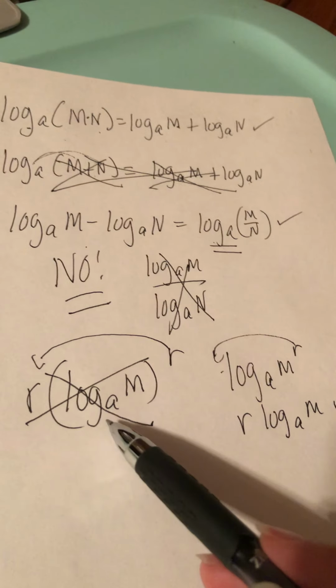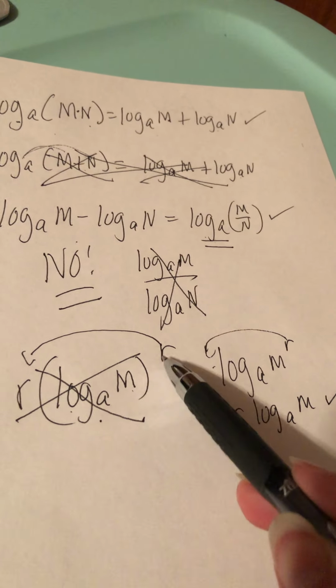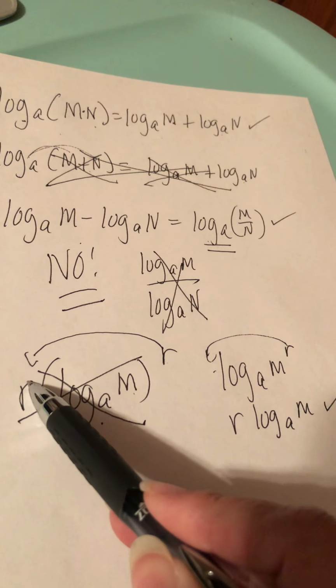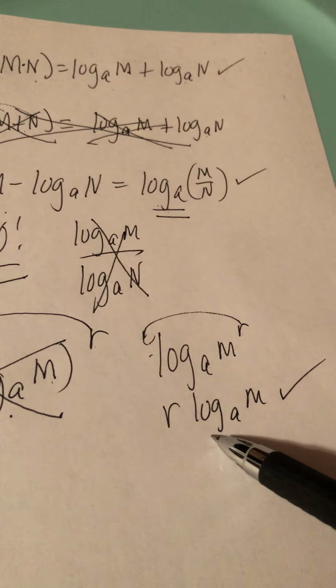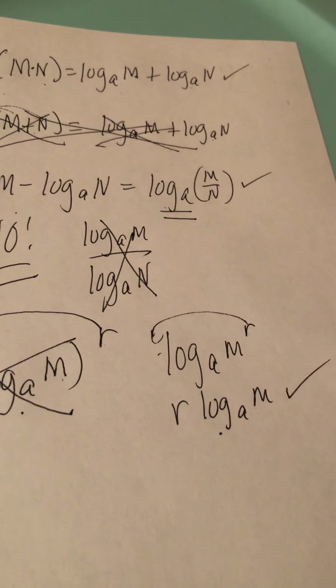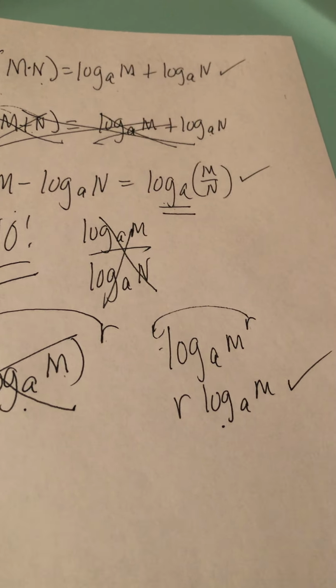So if there's a parenthesis where the logarithm is raised to the power, you cannot bring it to the front. If there's no parenthesis, you bring it to the front. So there's a distinct difference there, so be very careful.